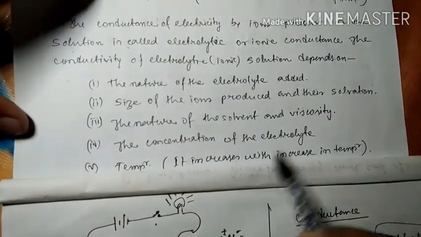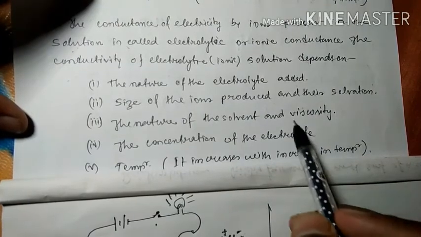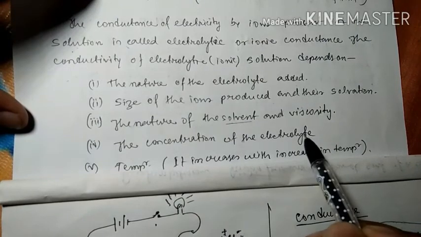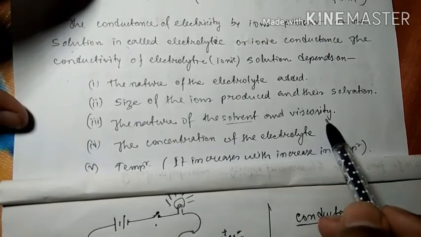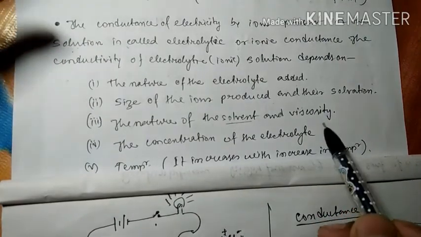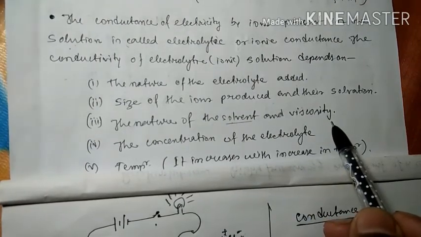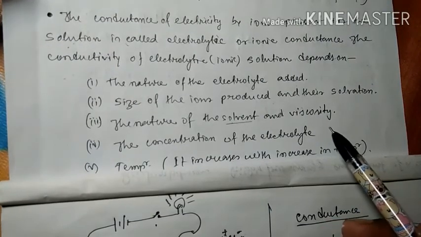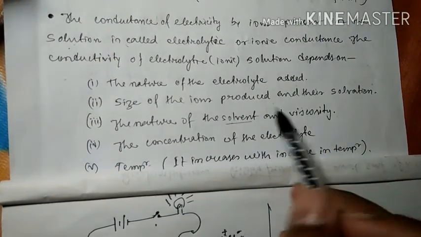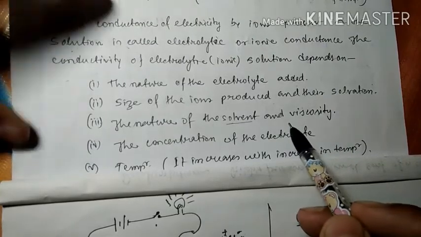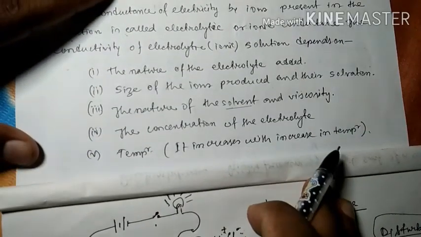Next is the solvent and viscosity. Viscosity means how viscous the solvent or solution is. If it is less viscous, then the electricity will pass more. That means conductance will be more. If it is more viscous, then the conductance will be low, because in a viscous liquid the ions cannot move freely. Okay. Next thing is the concentration of the electrolyte.